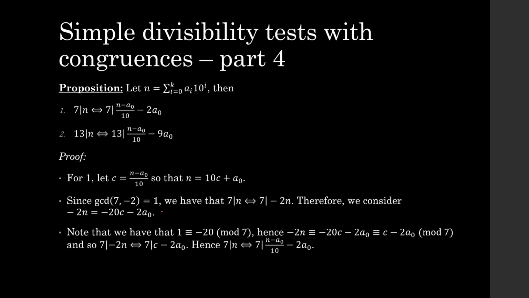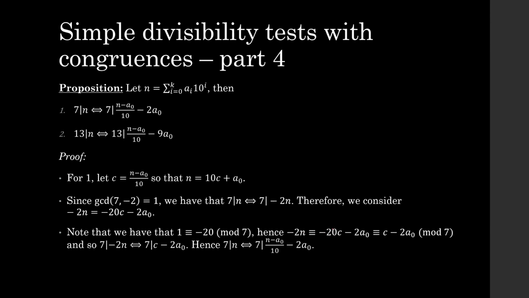So note that we've got that 1 is congruent to minus 20 mod 7, because 1 minus minus 20 is 21, and 7 divides 21. Hence, if I look at minus 2n, which is equal to minus 20c minus 2a0, so I can say minus 1 is congruent to minus 20c minus 2a0 mod 7, because they're the same anyways.